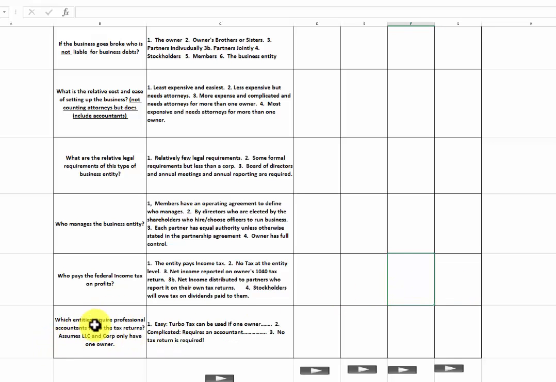Which entities require professional accountants to do the tax return? Assume the LLC and the corporation only have one owner. So TurboTax can be used for the sole proprietorship. TurboTax does have a partnership return, but it involves a balance sheet at the beginning of the year and at the end of the year, and it's a challenge. You just need an accountant to help you with that. Of course, unless you continue in accounting and become one yourself. As I've said before, after this class, you students will know whether you want to be an accountant or hire one. Okay, so the corporation over here, again, is going to be the most complicated.